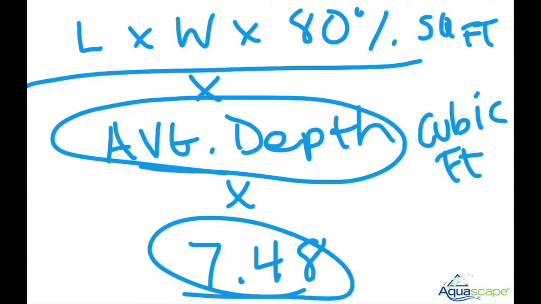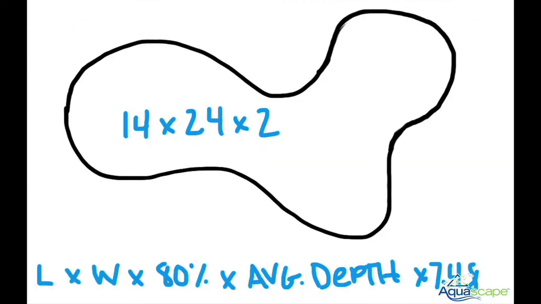Let's try an example. Try and figure out how many gallons there will be in this pond. Just plug in the numbers into the equation and see what you come up with. Once you have your answer, go to the next slide.